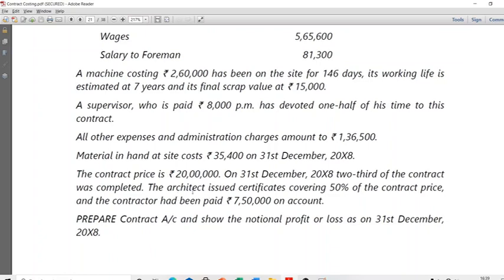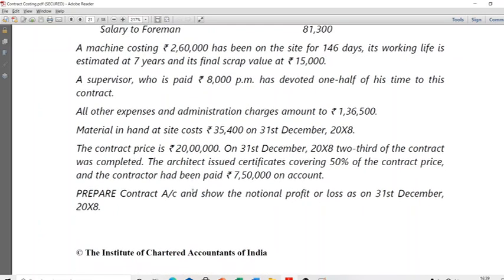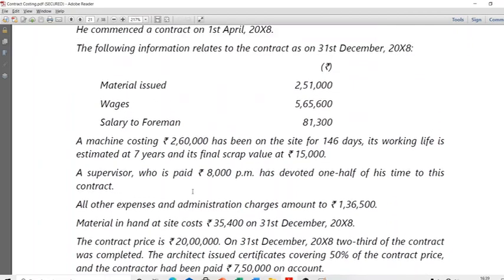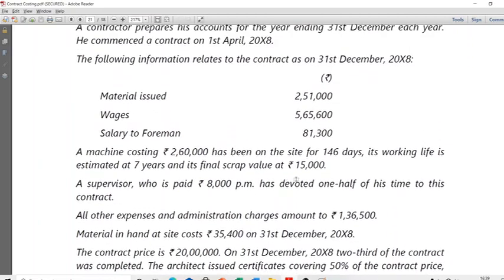The architect issued certificates covering 50% of the contract price. Covering 50% of the contract price. And the contractor had been paid rupees 7,50,000 on account. Prepare contract account and show the notional profit or loss as on 31st December 2018. This is the question. Now, let me go to the solution.